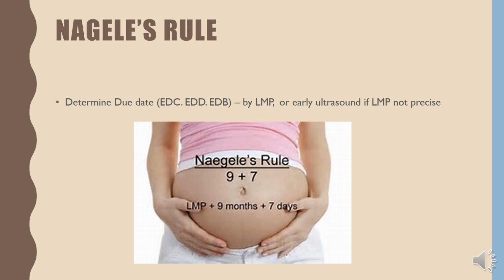Often, if that last menstrual period is not accurate, then they would do an early ultrasound to determine dates, because we do really want to have some precise dating for a variety of reasons that we'll talk about as we go through the next several weeks.